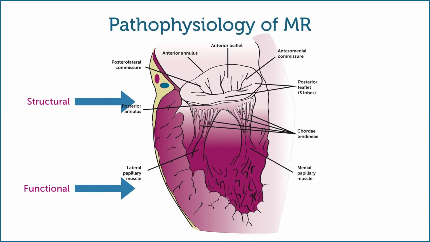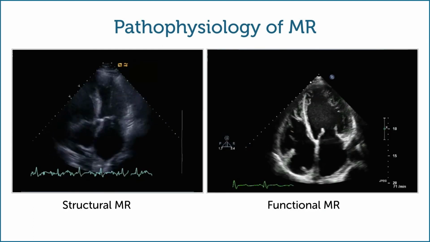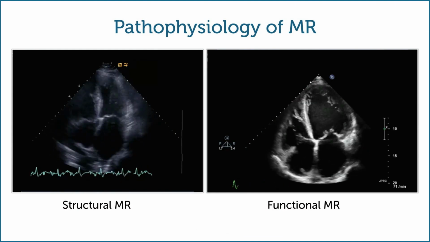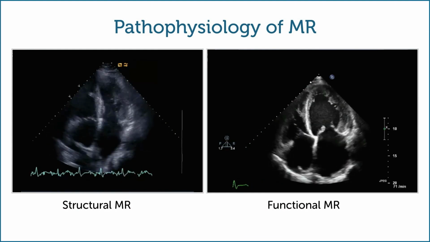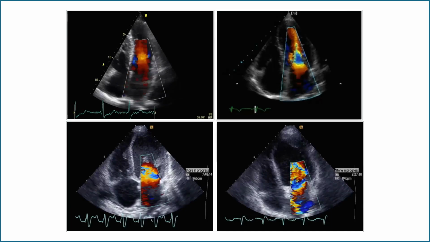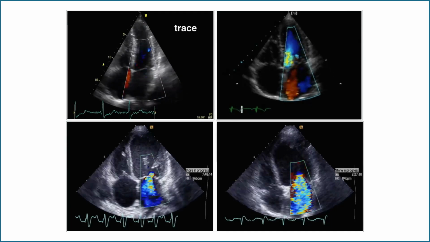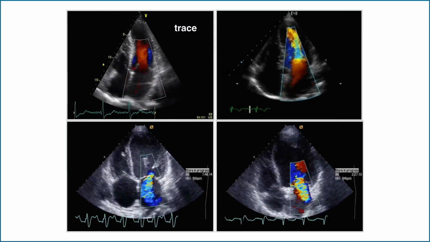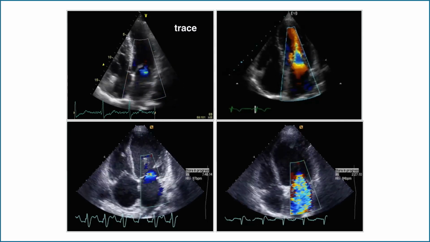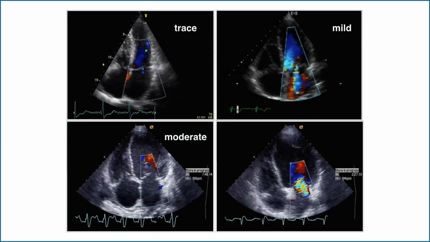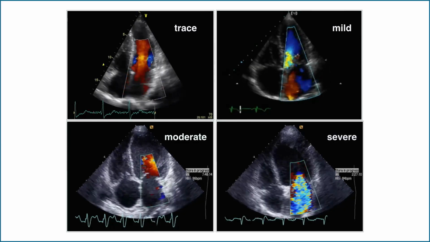In structural MR, you have some morphologic abnormality of the valve, while in functional MR, the valve is structurally normal, but something has happened, let's say a dilated ventricle or some other problem that causes leaking of the valve. So putting all this together, what do we have? Well, we have trace MR here, we have probably mild MR here, moderate, and finally severe MR.